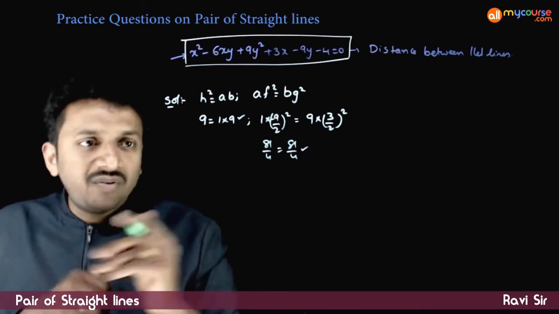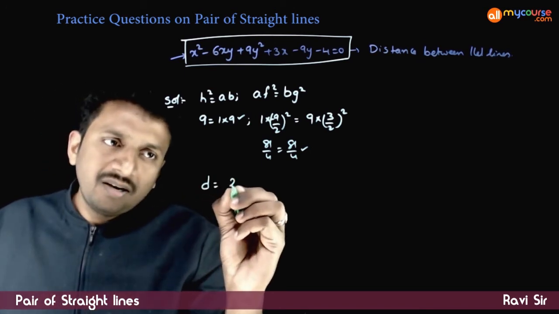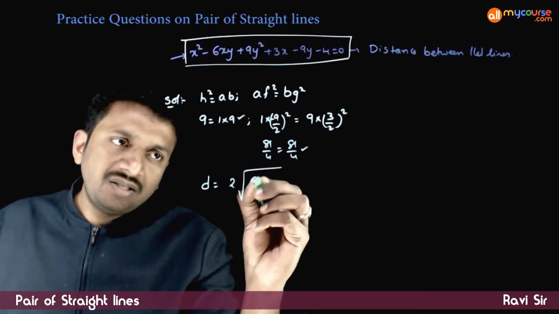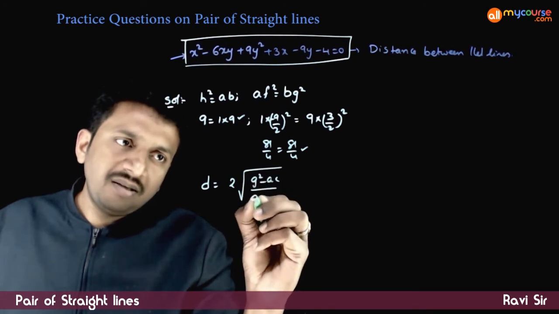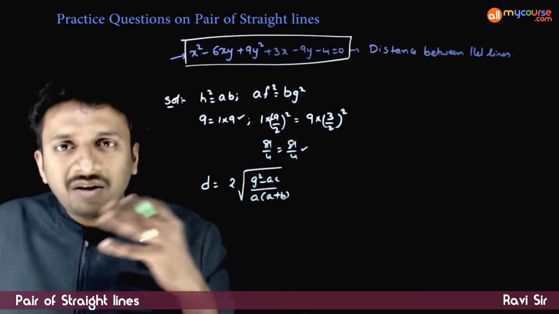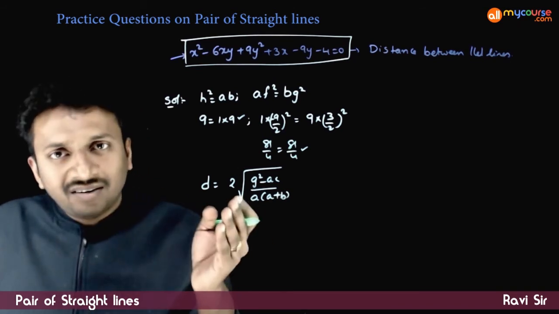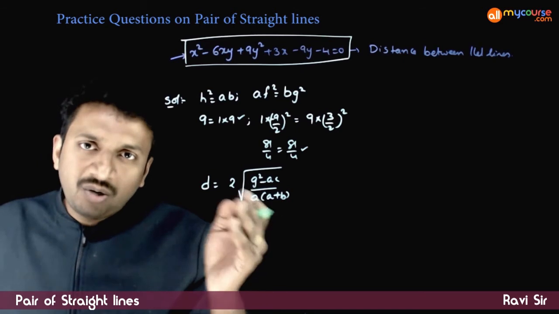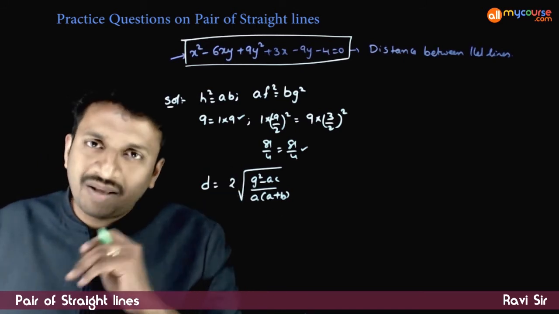Now what is the distance between the parallel lines? It is 2 root of (g square minus ac) by a times (a plus b). You can use any of the formulas. You can use either (f square minus bc) by b into (a plus b) or this. You get the same answer.